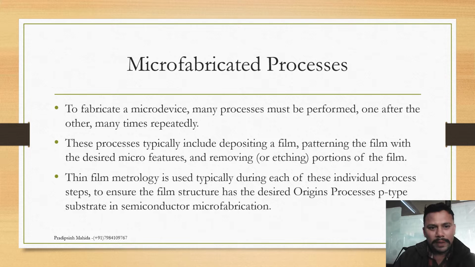To fabricate a micro device, many microfabrication processes must be performed one after the other, many times repeatedly. These processes typically include depositing a film, patterning the film with the desired microfeatures, and removing or etching portions of the film. Thin film metrology is used typically during each of these individual process steps to ensure the film structure has the desired characteristics, as in semiconductor microfabrication.